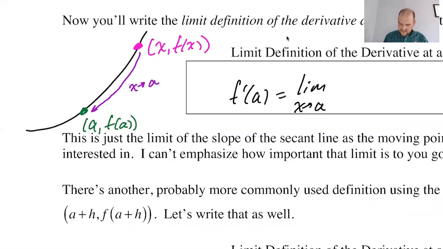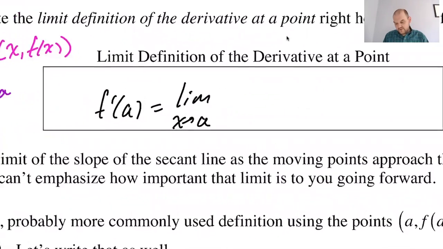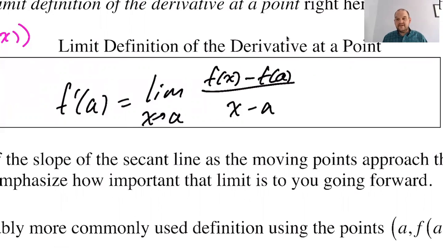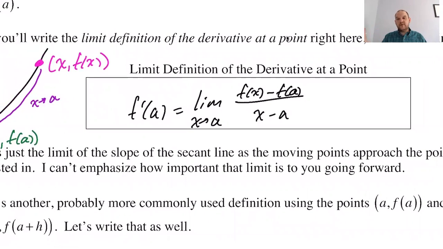The limit as x approaches a of what? Of the slope between those points. That'll be f of x minus f of a over x minus a. That's it. You're going to memorize that. You're going to remember it forever.